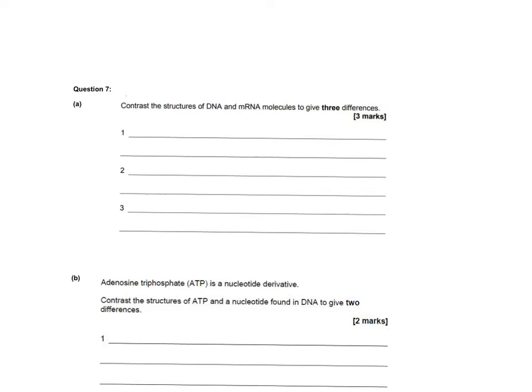Okay, question 7, and our command word is contrast. So contrast is like contrast and compare. So you've got two things, DNA and mRNA. So I think you want to think about your structure as being DNA has this structure and mRNA has this structure. Okay, so every time you need to make both statements, if you just give me a fact about DNA, you won't get the mark.